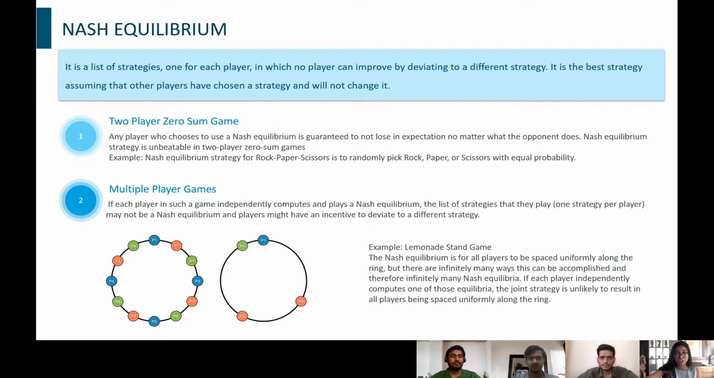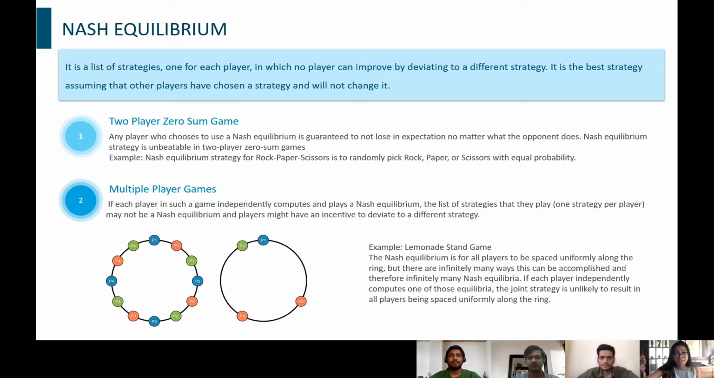that playing such a Nash equilibrium strategy would be wise. If each player in such a game independently computes and plays a Nash equilibrium, the list of strategies that they play, with one strategy per player, may not be the overall Nash equilibrium, and this results in players having an incentive to deviate to different strategies.